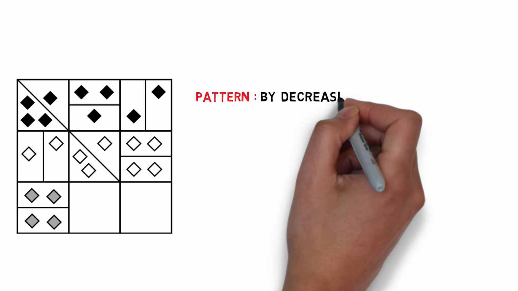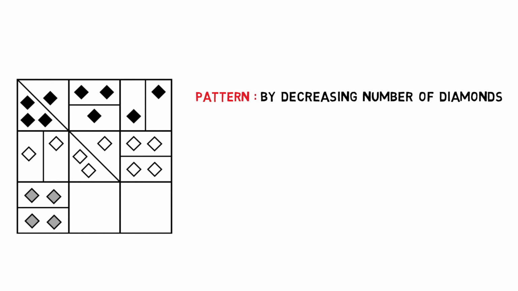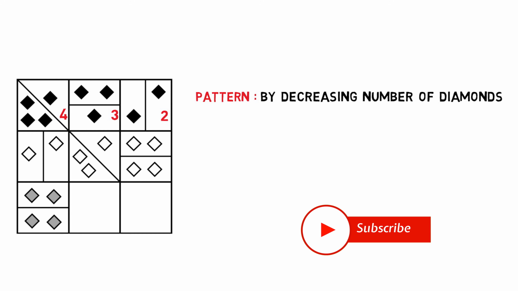The pattern is represented in each row by decreasing number of diamonds. Let's look at the top row. You see that the top left square contains 4 black diamonds. The middle square in the top row contains only 3 diamonds. And then the right square in the top row contains only 2 diamonds.